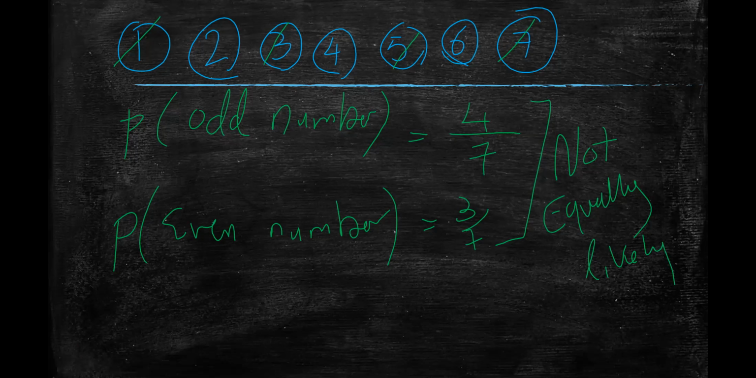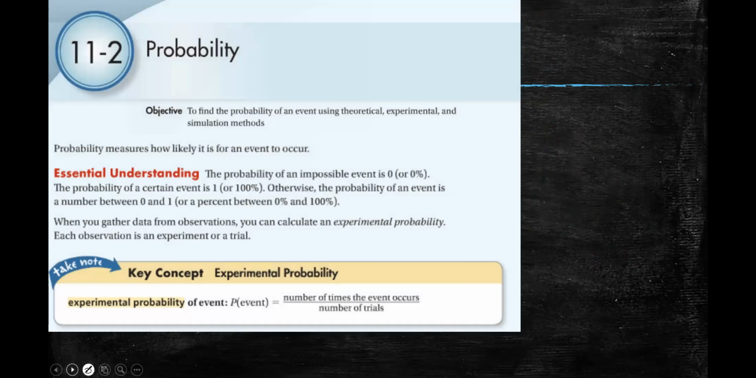Let's start now our lesson. This is just a revision. So what is the probability? In this lesson, we will learn how we can find the probability for an event using theoretical and experimental. Now, the probability measures how likely it is for an event to occur. As I told you, the probability of an impossible event is 0. The probability of a certain event is 1. Otherwise, the probability of an event is a number between 0 and 1, or a percent between 0% and 100%.